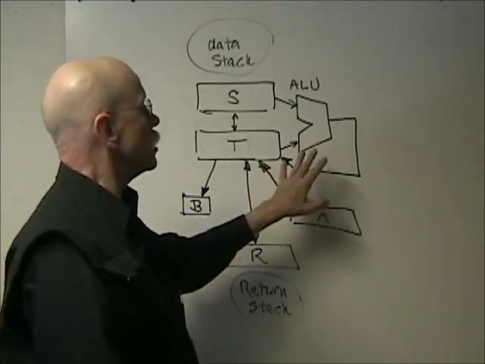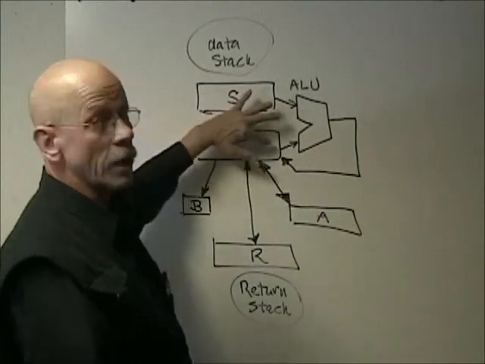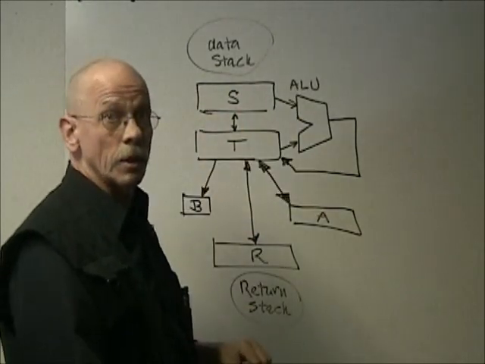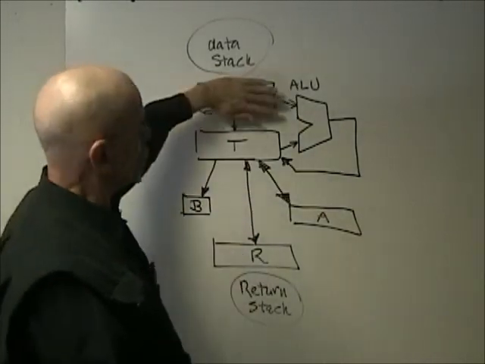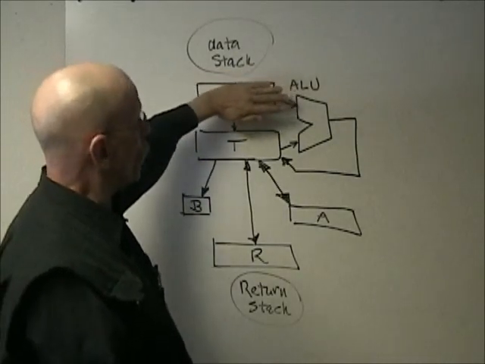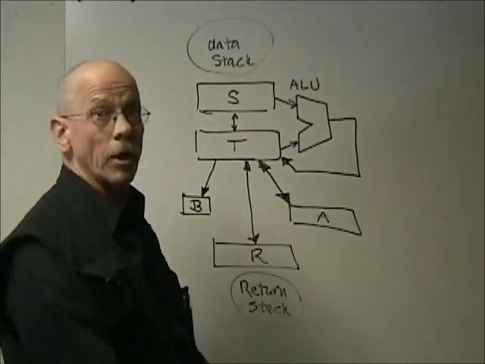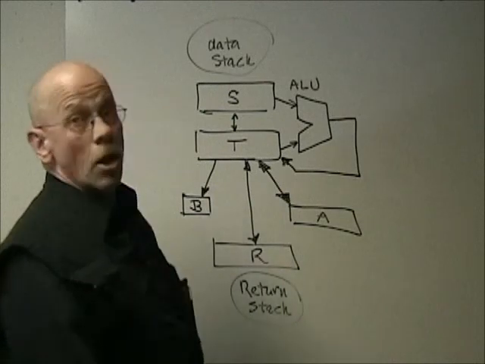The ALU has a number of different functions. It always has S and T as its inputs. For a unary operator, it only has T, but for all the binary operators, S is the other argument. The result is always stored into T.